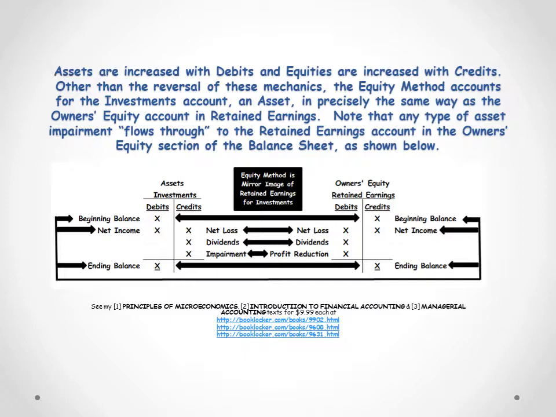Now look to the right-hand side, owner's equity. It is the mirror image. The beginning balance is a credit. Net income increases the credit. Net loss decreases the credit balance. It's a debit. Dividends are debited. That's a contra equity account. And there can be a profit reduction. That would be a debit.